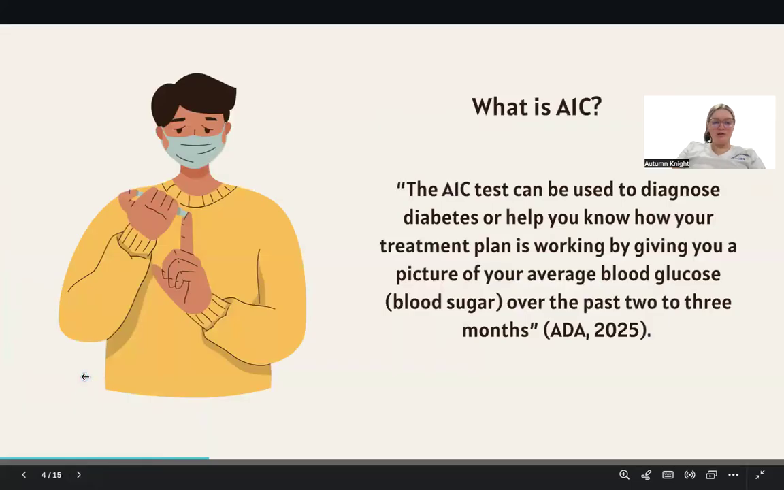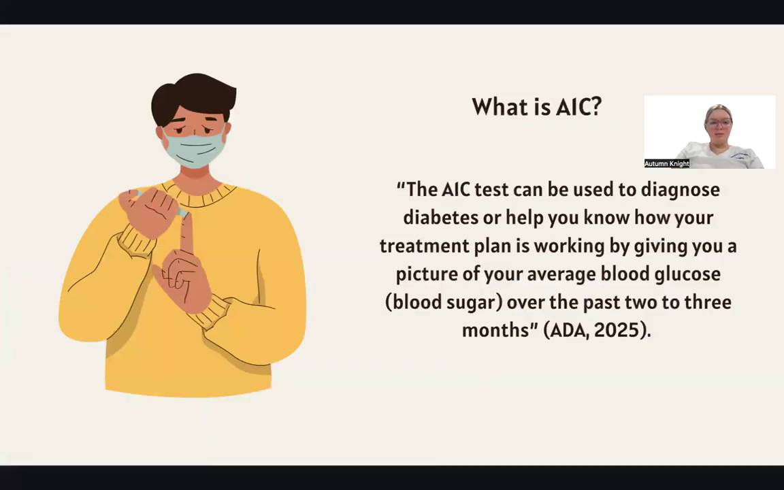So what is A1C? The A1C test measures your average blood sugar levels over the past 2 to 3 months by determining the percentage of hemoglobin that has glucose attached to it. Since red blood cells have a lifespan of about 3 months, this test provides a long-term view of your blood sugar control. A higher A1C percentage indicates higher average blood glucose levels, which reflects poorer control and increased risk of diabetes complications.